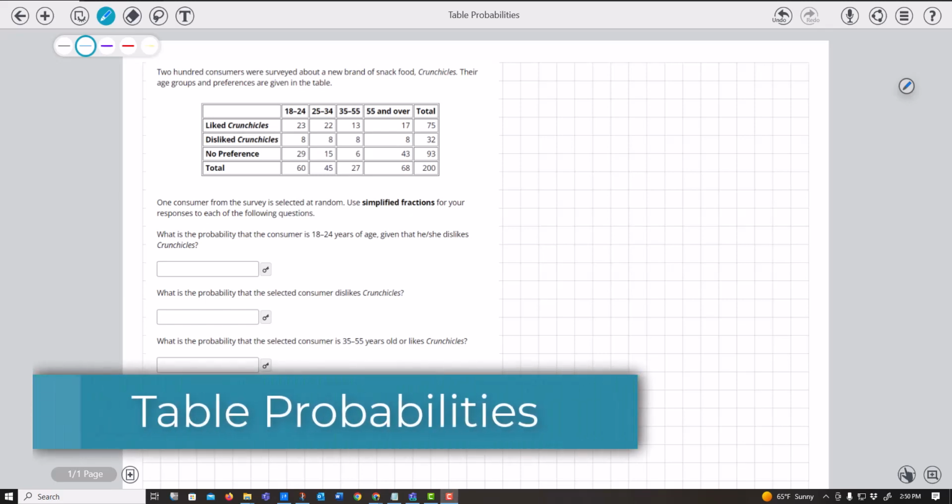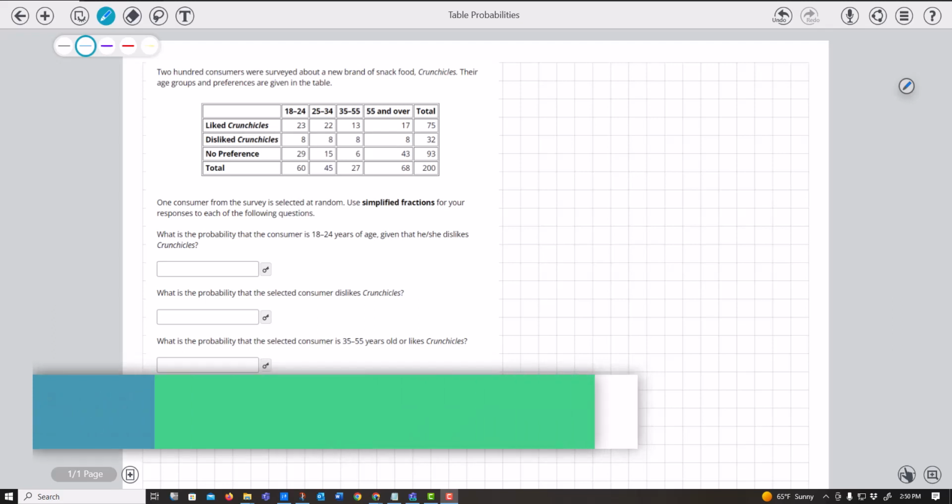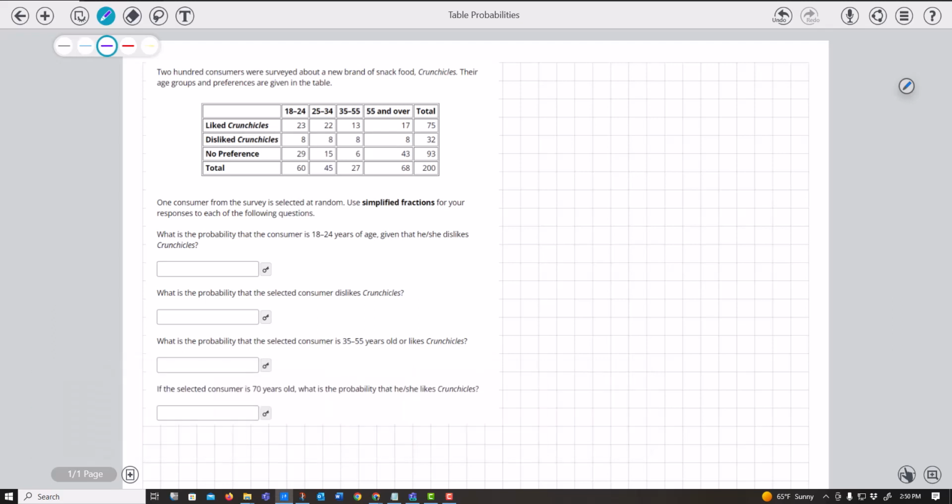Okay, table probabilities can be a little confusing, but it kind of makes sense where you would use this, right? If you have this table data. So it says, what is the probability that a consumer is 18 to 24 years of age given that she dislikes crunchies? So I always go back to the given formula. So they're 18 to 24 given they dislike crunchies.